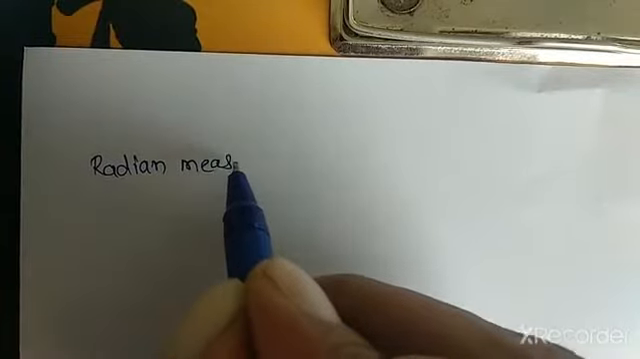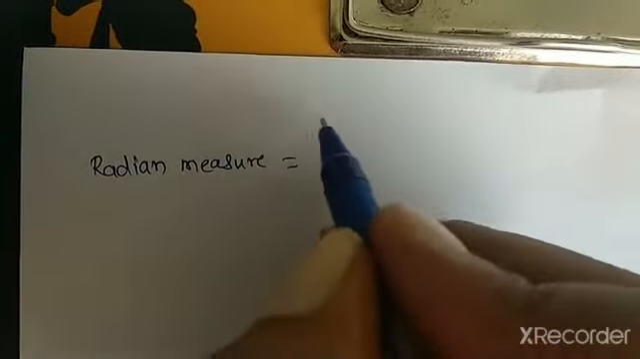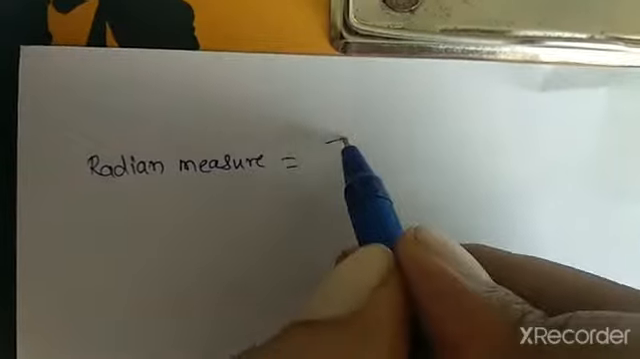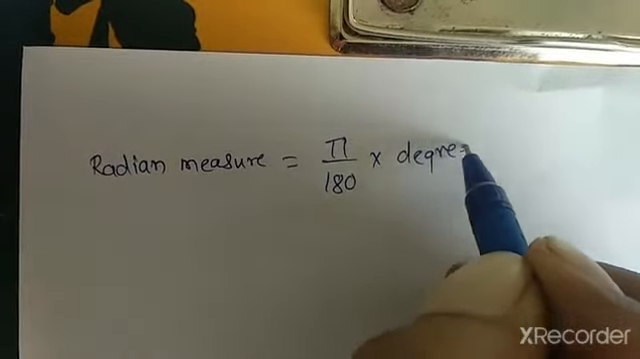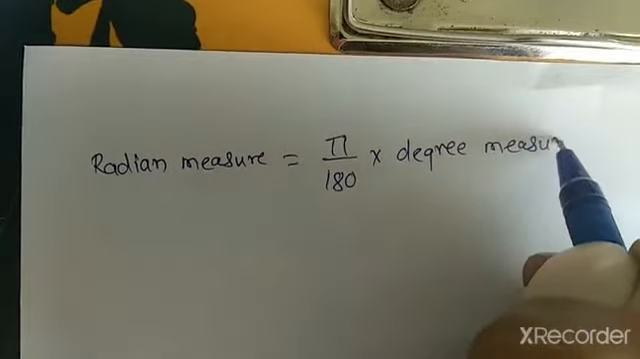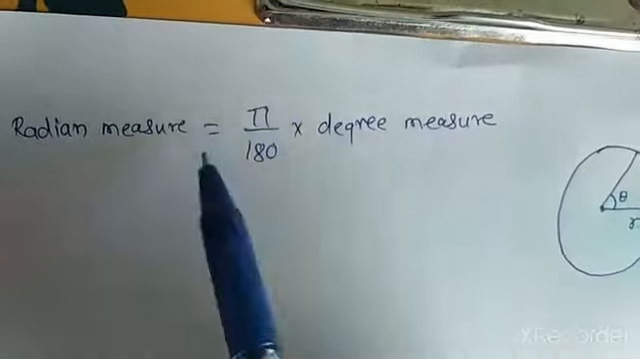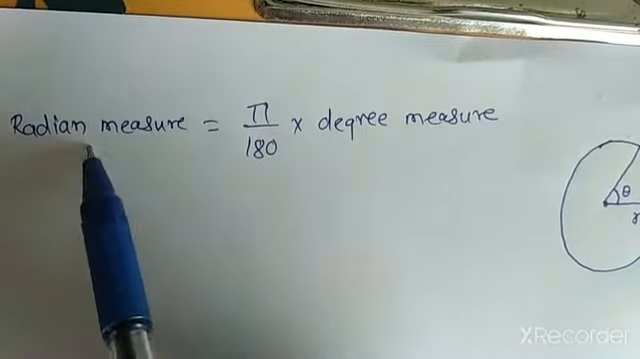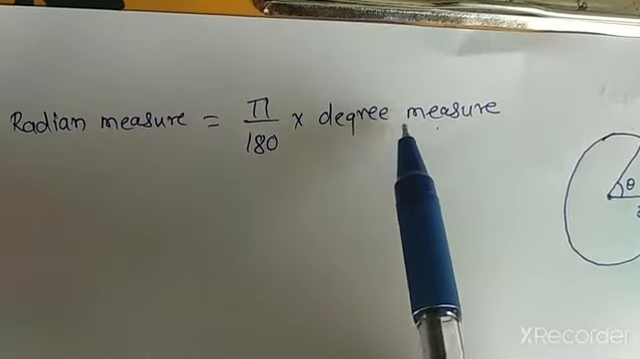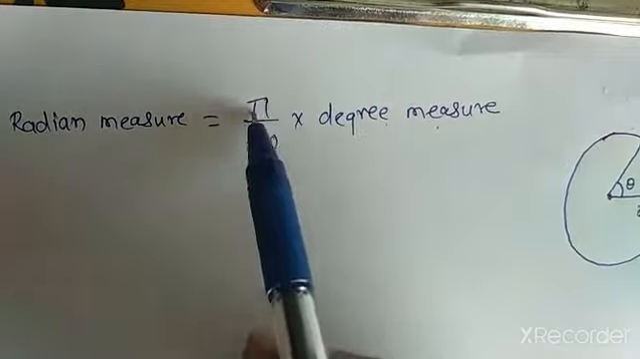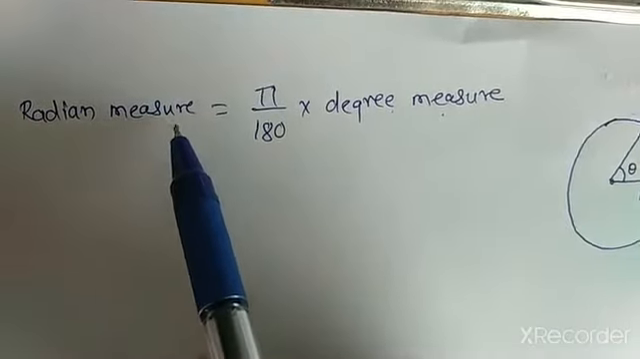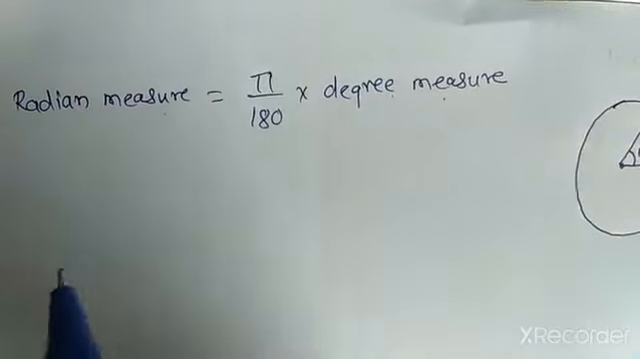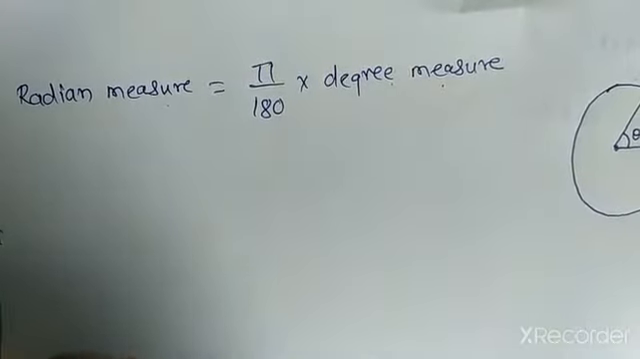We have one more formula about conversion of radian measure to degree measure and degree measure to radian measure. Radian measure is equal to pi upon 180 into degree measure. From this formula we can convert degree measure into radian measure and radian measure into degree measure. For degree measure it will be 180 upon pi, the reciprocal, into radian measure. Now let us see some examples related to this.